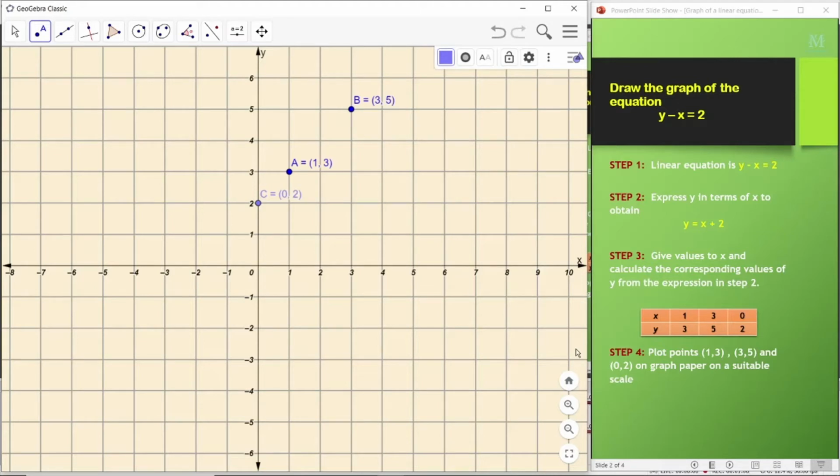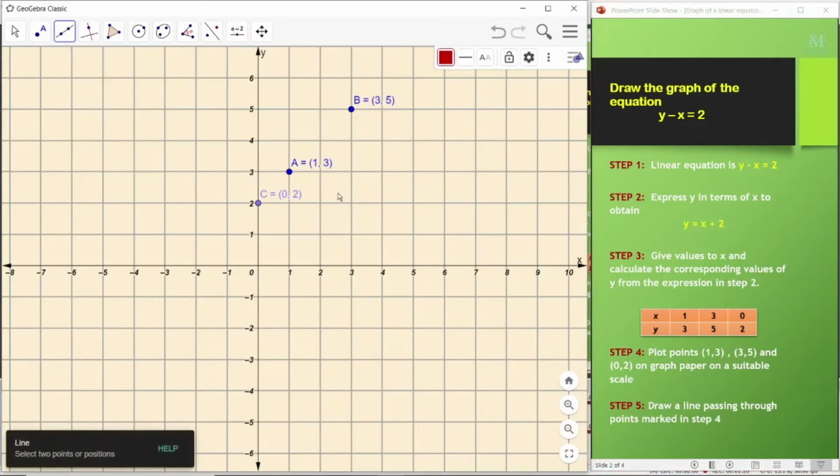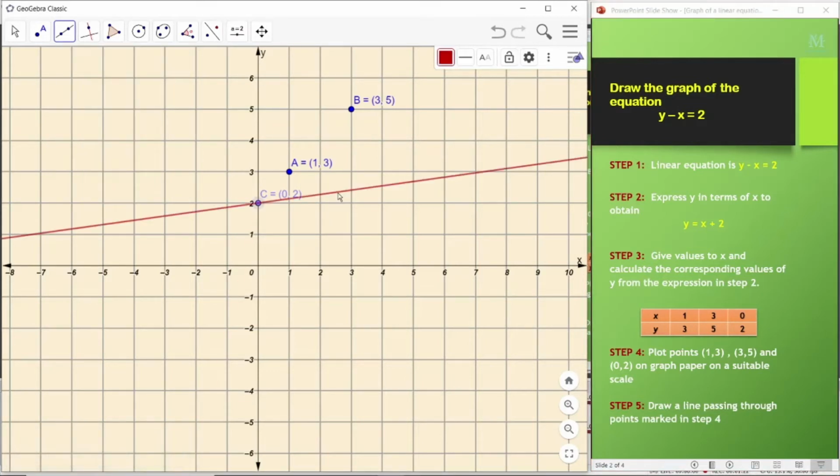The next step we have is to draw a line passing through points marked in step 4. We have marked 3 points in step 4 and we have to draw a line passing through these points. So this is the line passing through all these points. Now let us take another example.